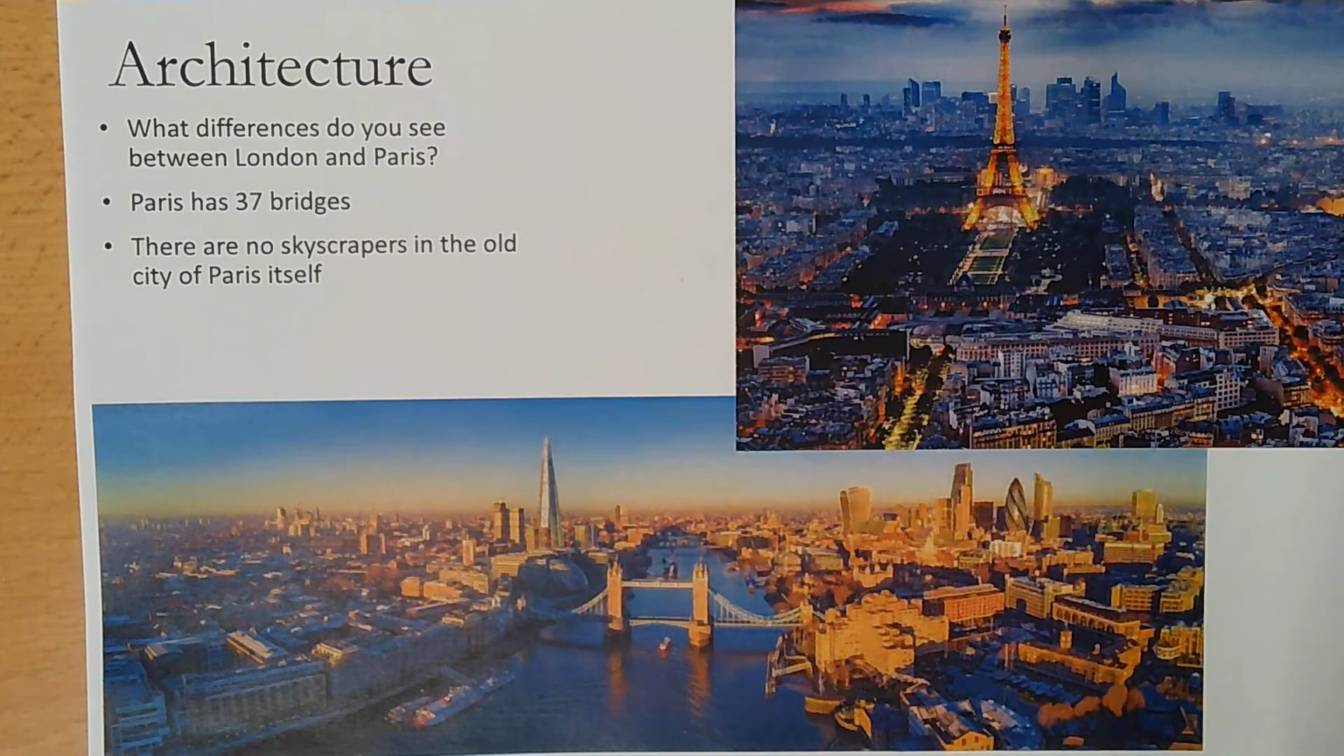Yeah, so in London I can see a number of skyscrapers. I can see the Gherkin here, I can see the Walkie-Talkie, I can see the Shard. But in Paris, there are not many skyscrapers. Even the Eiffel Tower, even though it's an extremely tall building, would not be considered a skyscraper. So that's the difference between the two cities. Lots and lots of bridges in Paris. I know you can't see them in the picture here. London has the same as you go up the Thames.